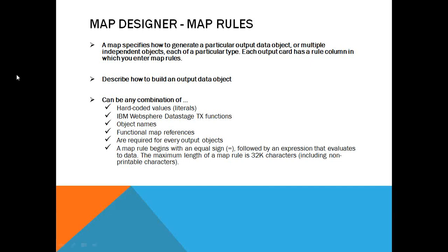A map rule begins with an equal sign followed by an expression that evaluates to data. The maximum length of a map rule is 32K, that is 32,000 characters, including non-printable characters.